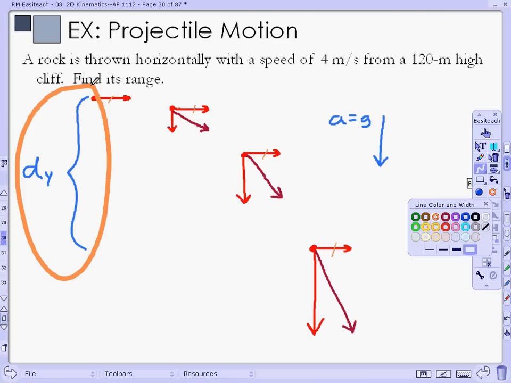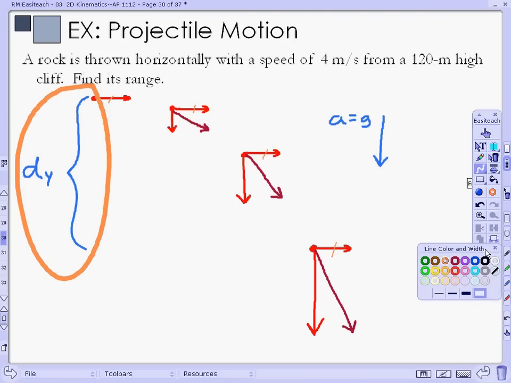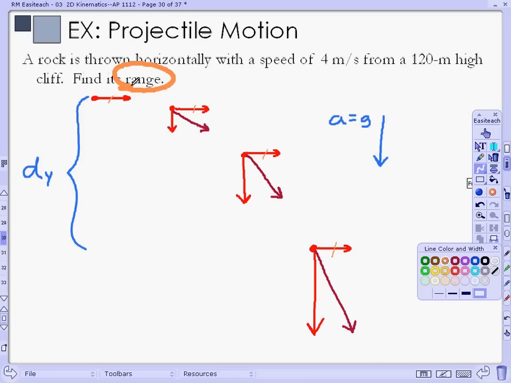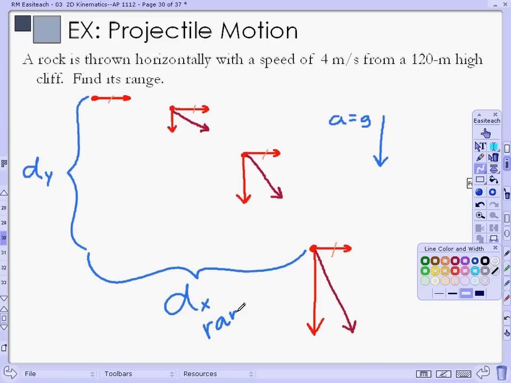Well, the thing we are actually asked to find is called the range. The range is the horizontal displacement. And I'll label that explicitly here. The horizontal displacement, how far did the thing move horizontally? Which I'll call d sub x. That's the range. That's a vocab term that you need to know.